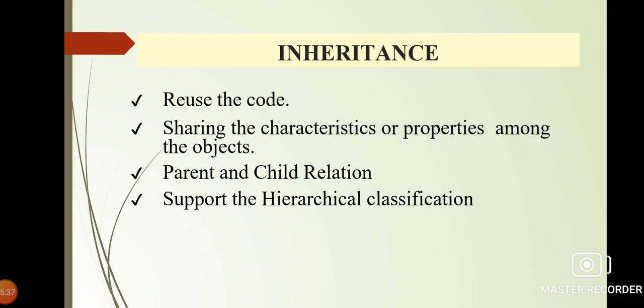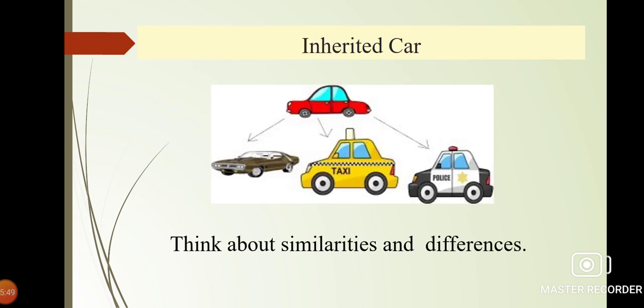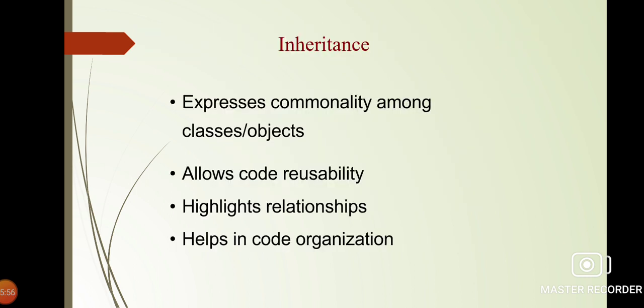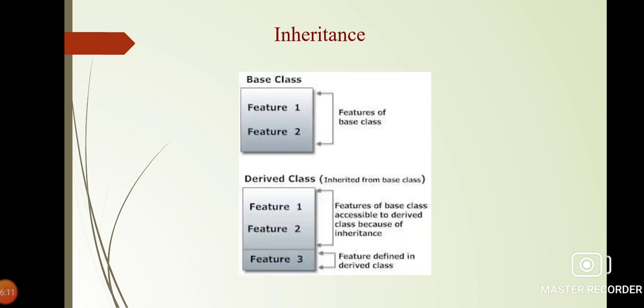The next one is inheritance. It reuses the code and also shares the characteristics or properties among the objects. It is a parent and child relation and supports hierarchical classification. Inherited car: think about the similarities and differences among these four cars. Inheritance expresses commonality among classes and their relevant objects, and also allows code reusability. It highlights relationships and also helps in code organization.